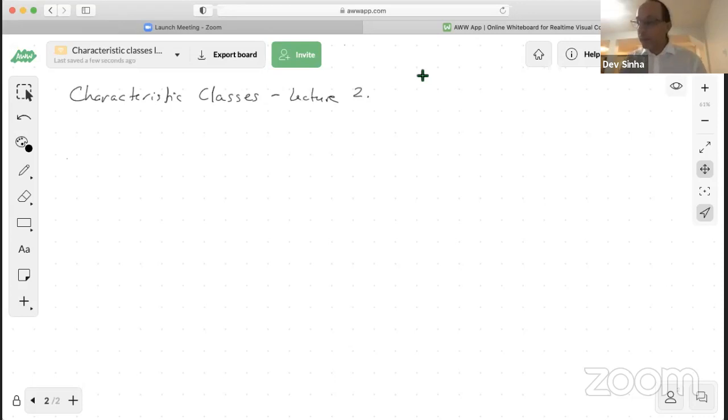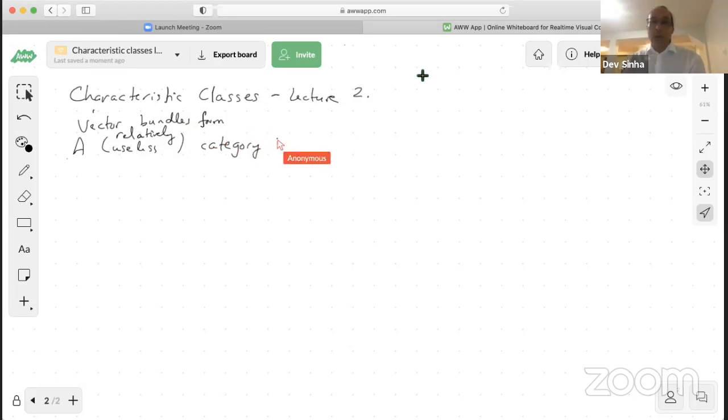So today we're going to talk about broader constructions, which will be useful, especially as we develop the theory. But it's, you know, a relatively useless category. So that's what vector bundles form. So what is that category?